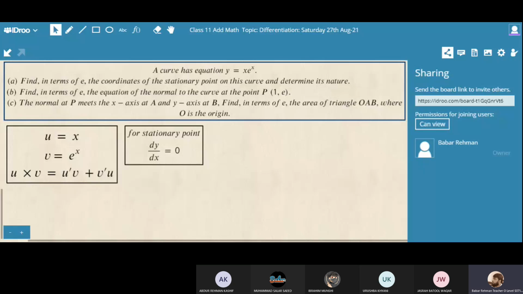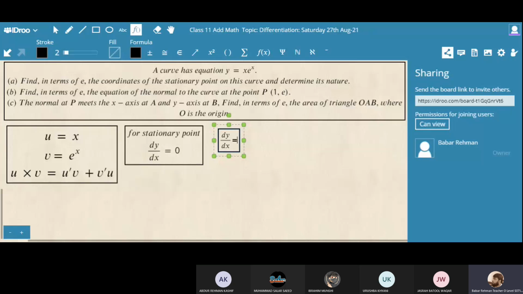Okay, student, tell me what is your derivative? When you found the derivative, what is your answer? Yes, dy by dx is equal to. Okay, student, what is the derivative of this?